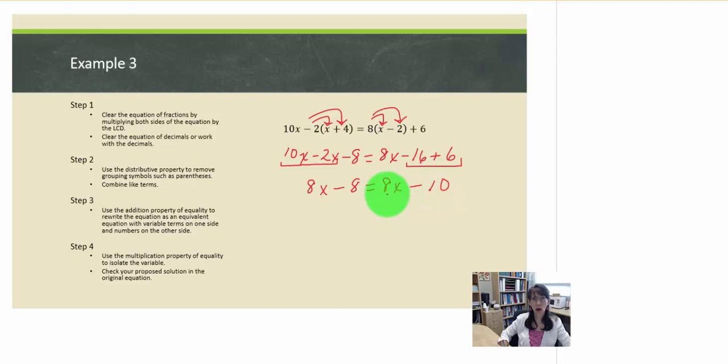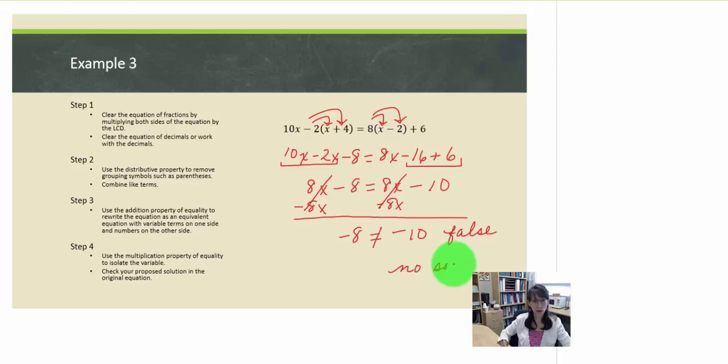So I'm going to collect all my variables on the left. So if 8x is positive right now, I need to subtract to move it. So I'm using the subtraction property of equality. Eliminate and collect. Well, 8 minus 8, that's eliminating actually on both sides. So I'm left with negative 8 equals negative 10. Well, that is not true. These numbers do not equal each other. When you have a false statement, you will not get a solution. So no solution.